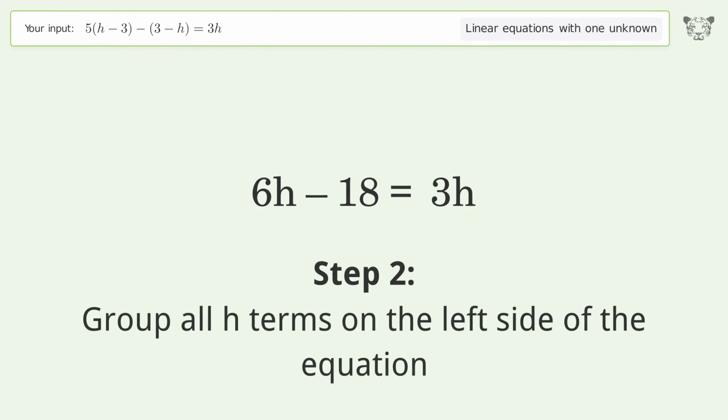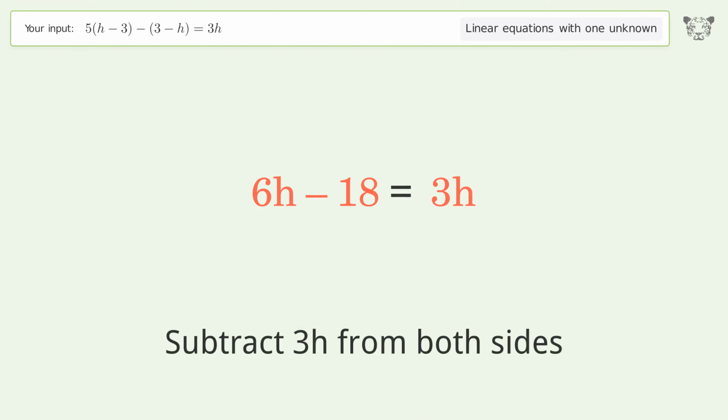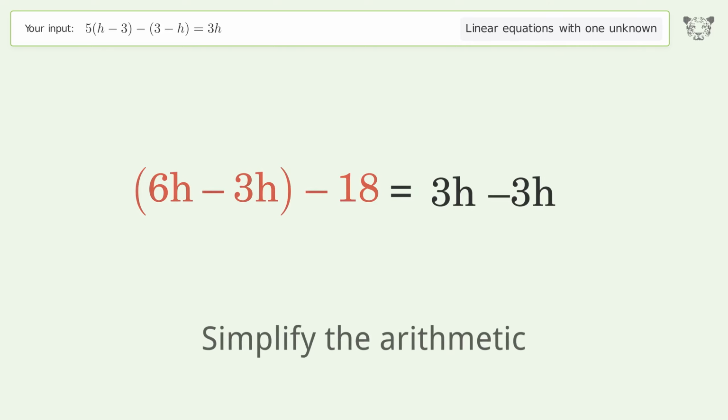Group all h terms on the left side of the equation. Subtract 3h from both sides. Group like terms. Simplify the arithmetic.